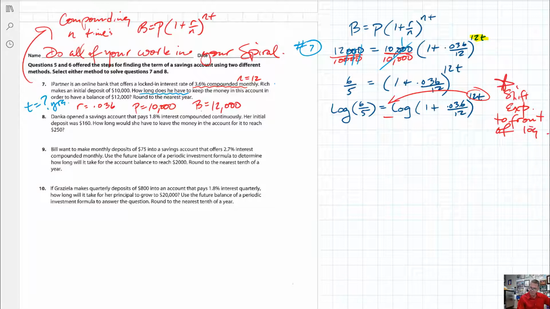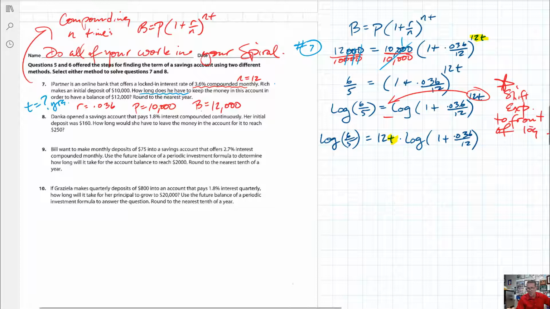When you do that, you get log of 6/5, that's the left, and then you get 12t times the log of 1 plus 0.036 divided by 12. Now you're trying to solve for t, the time. That's called the term. The number of years for the account to go from 10,000 to 12,000.